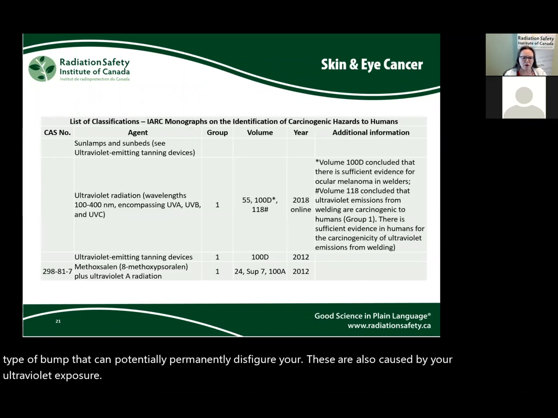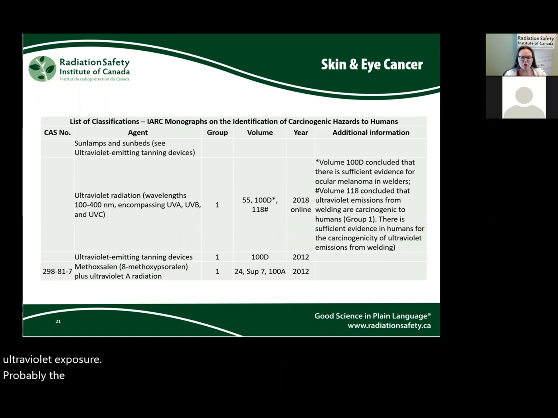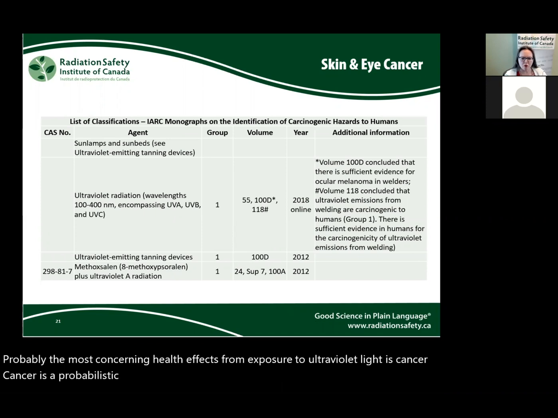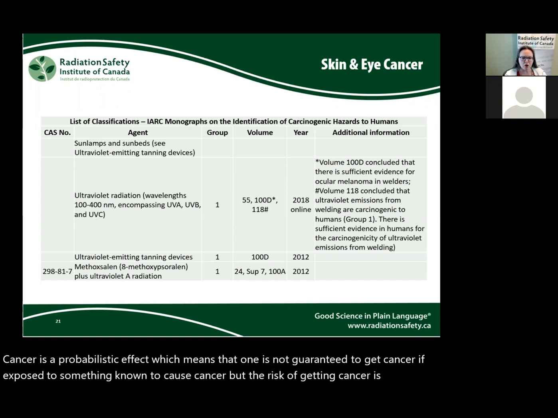Probably the most concerning health effect from exposure to ultraviolet light is cancer. Cancer is a probabilistic effect, which means that one is not guaranteed to get cancer if exposed to something known to cause cancer, but the risk of getting cancer is increased with exposure.